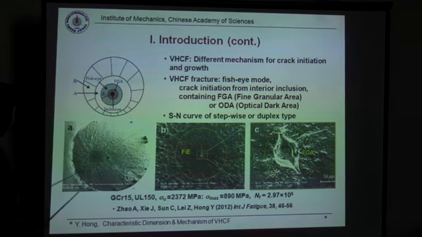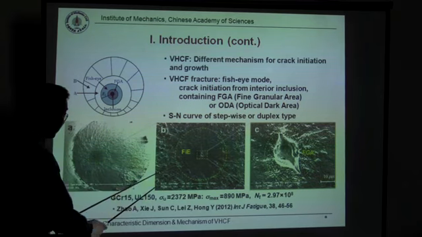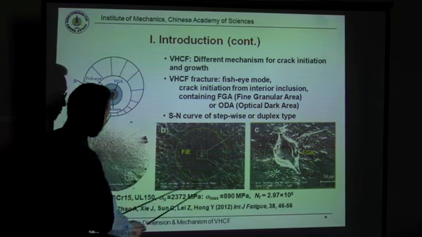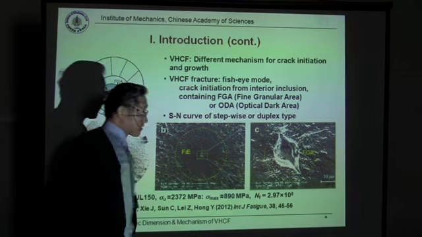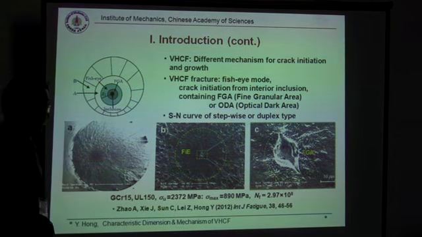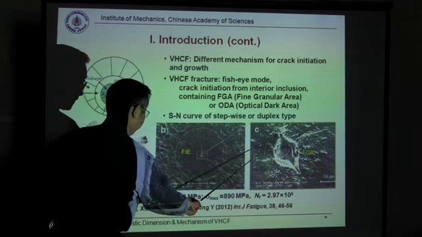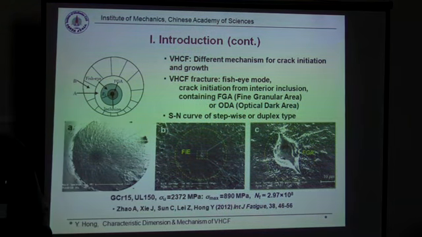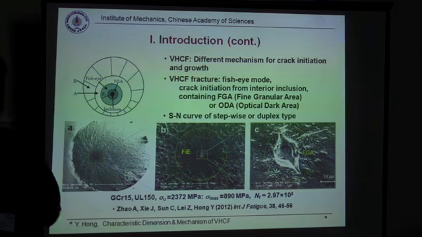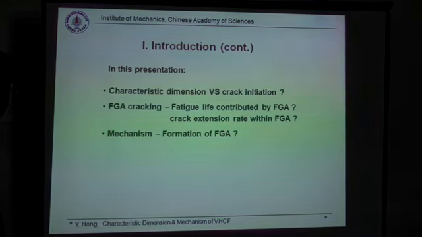There is always a kind of morphology called fish eye, and in the center is a morphology of rough surface called fine grain area, and is due to crack initiation from the inclusion.